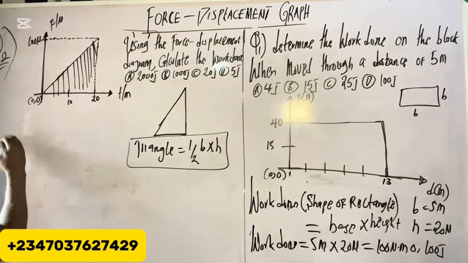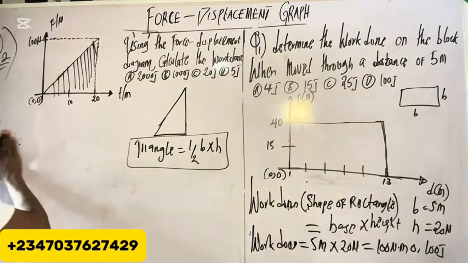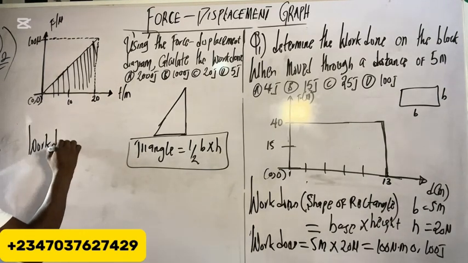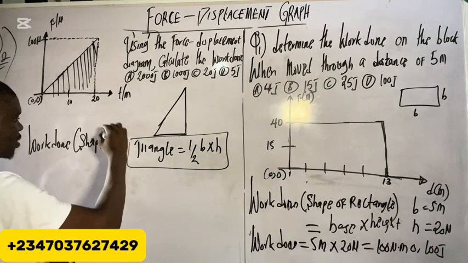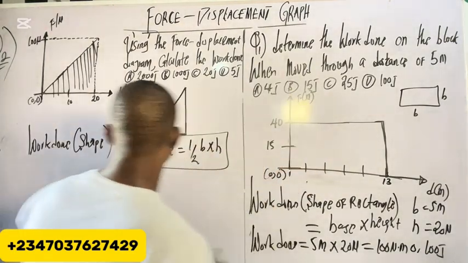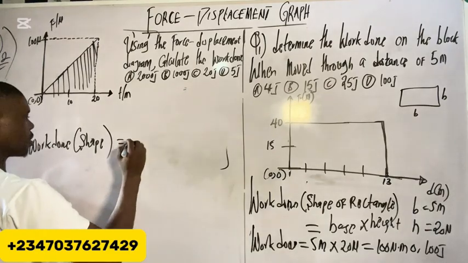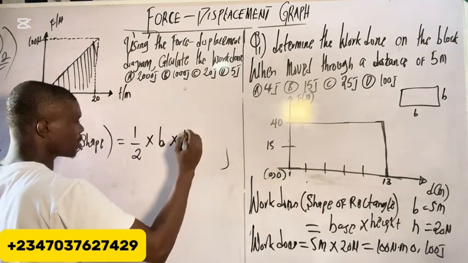So the work done, let's say work done with a shape. Which is what is shape. This is the shape. So it is going to be what? Half times base times height.